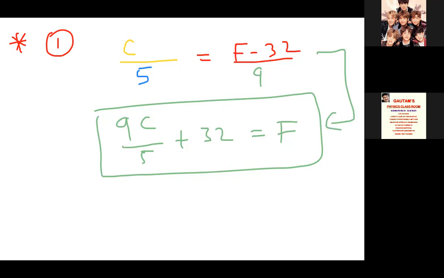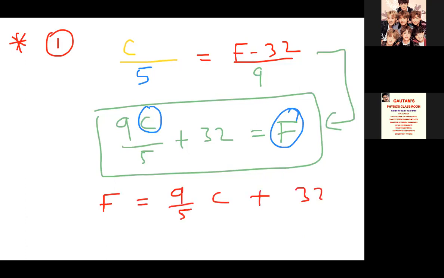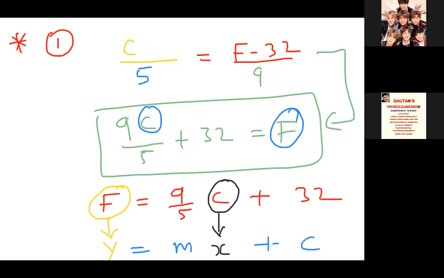Now where is F taken? On the y-axis. Where is C taken? Let me write these points again. So F is equal to 9 by 5 C plus 32. So F is taken on the y-axis. Now my target is taking F on the y-axis and C on the x-axis. Then the straight line equation I can write now as y is equal to mx plus c. Fine, y equal to mx plus c, m is equal to 9 by 5, c is equal to 32.